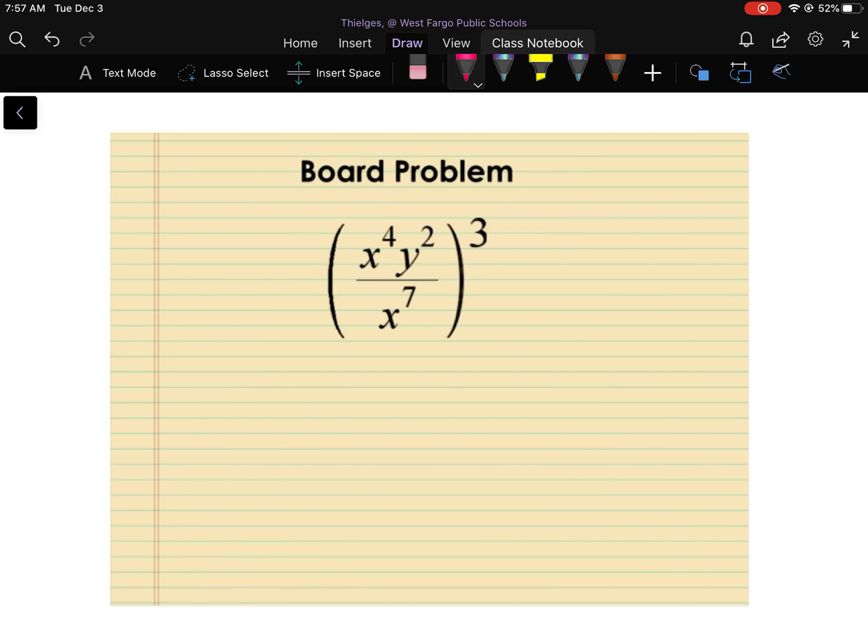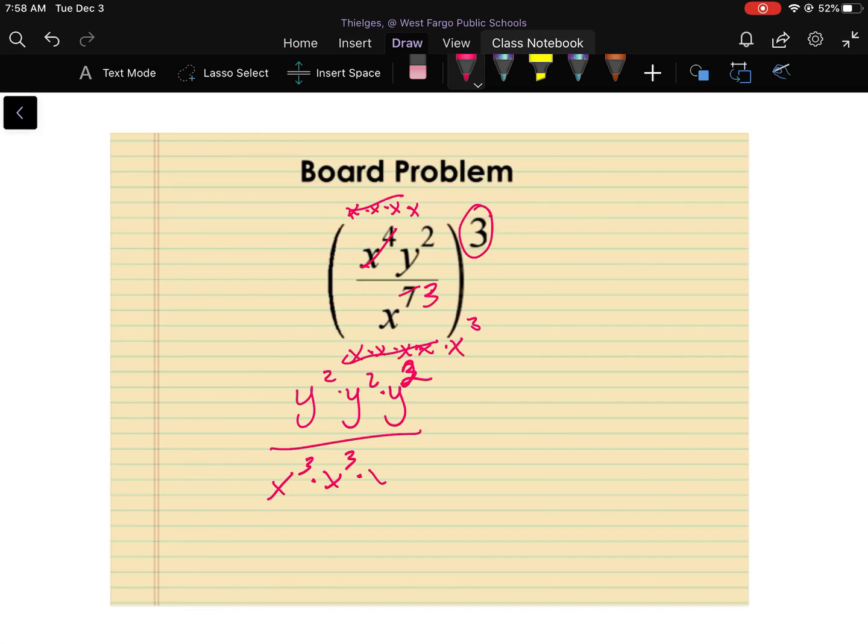So here, x to the fourth means I've got x written out 4 times. X to the seventh means that I'm going to have that written out 7 times. Well, I'm only going to write out the first 4, and I'm going to put x to the third power, because when I take out 4 from top and bottom, that x to the seventh becomes x to the third. So then y squared gets cubed. So I've got y to the second times y to the second times y to the second, 3 times, because that's cubed. And I've got x to the third times x to the third times x to the third, because that's 3 times, because of the third power.